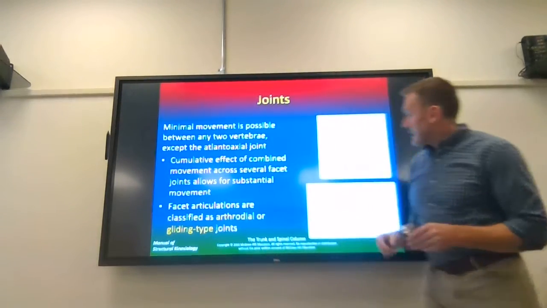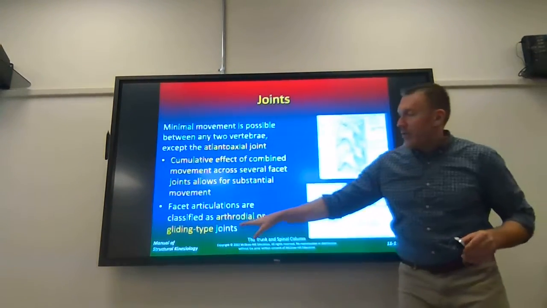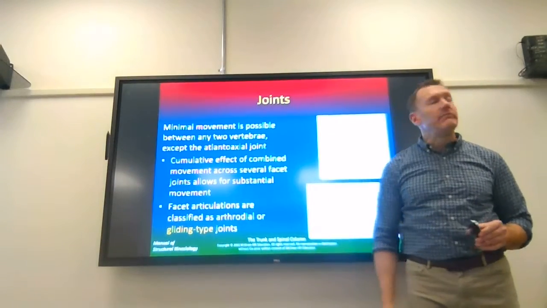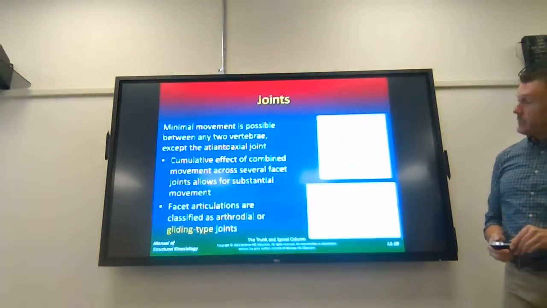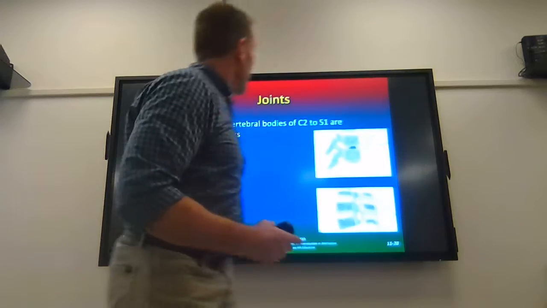So these facets, example here and example here, these are arthrodial or gliding type of joints. So another good test question there, arthrodial or gliding with the facet articulations. Okay, just a couple more slides, we're almost there.